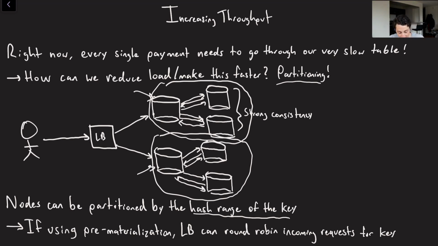Cool. And then assuming we did the pre-materialization strategy, where it's not clients generating their key but actually the database generating it, what you could do is just round robin requests from the load balancer to try and evenly distribute load across those databases. So again, that should help us to scale out our throughput quite a bit.